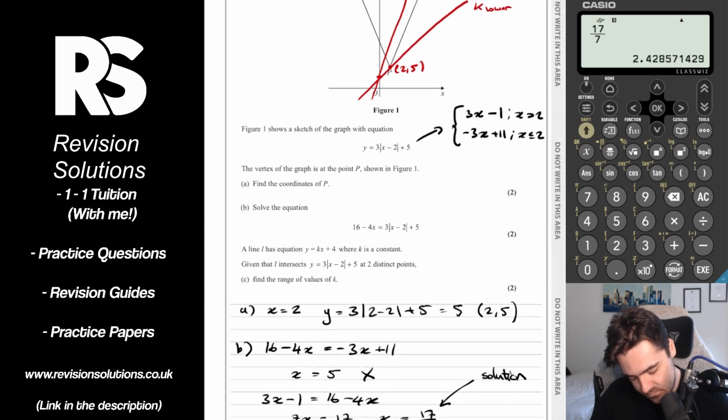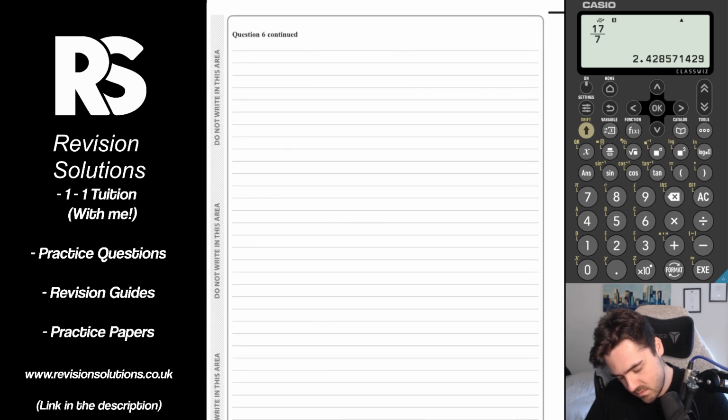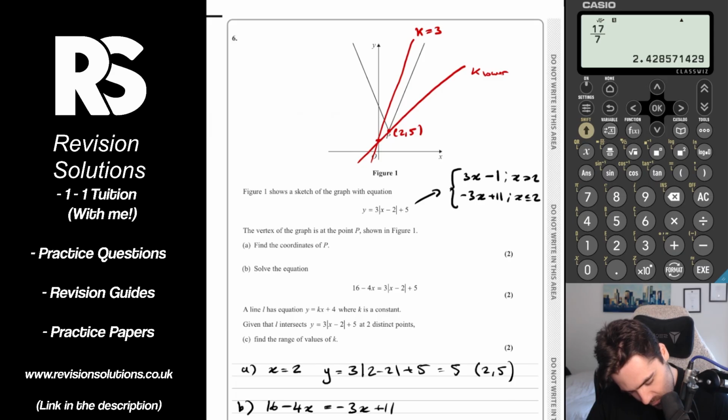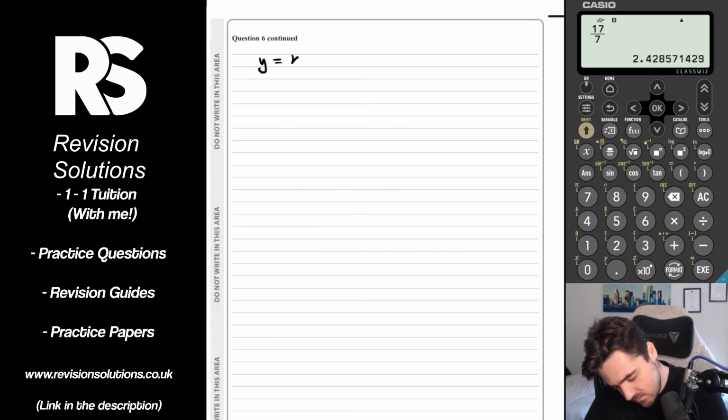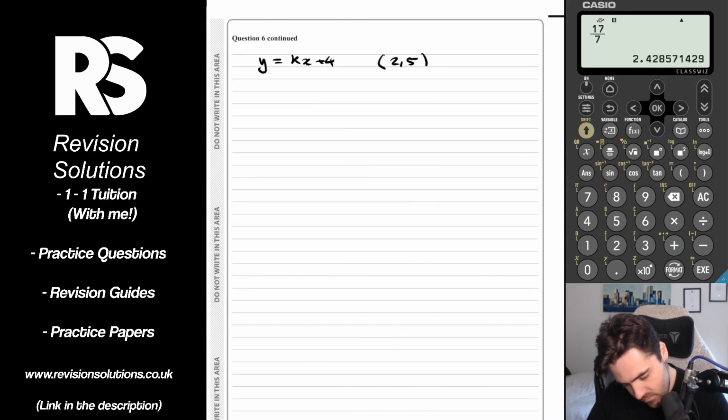So for part C, if we take our line, which was y equals kx plus 4, and we force it to go through the point 2, 5, that's going to leave us with 5 equals 2k plus 4. So then k would be a half. Yeah, a half.